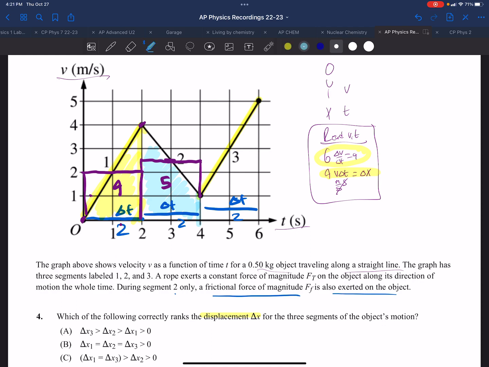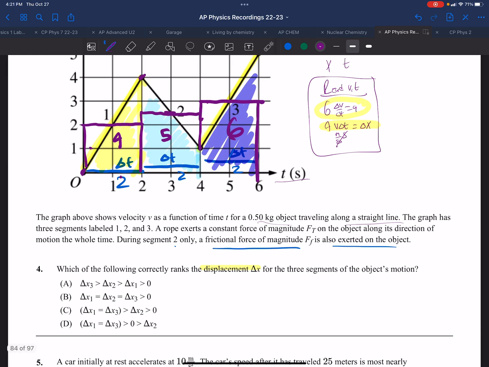Applying the same thinking to the last, we have an initial velocity of 1 and a final velocity of 5, which means that the average velocity is 3. Again, looking at those triangles, 2 times 3 is 6, so the area is largest for segment 3. So we want to have the biggest as 3.